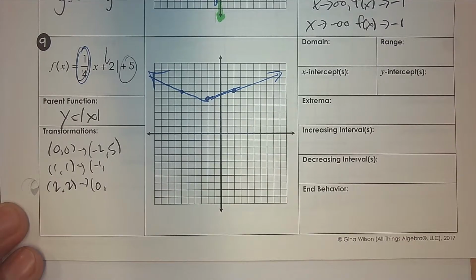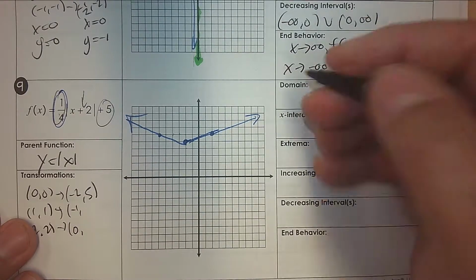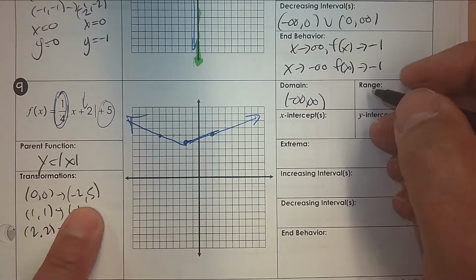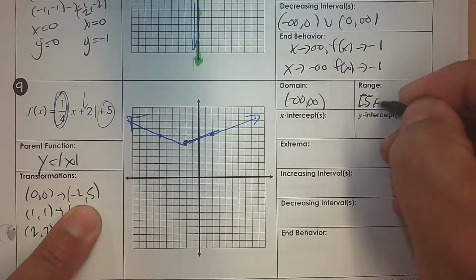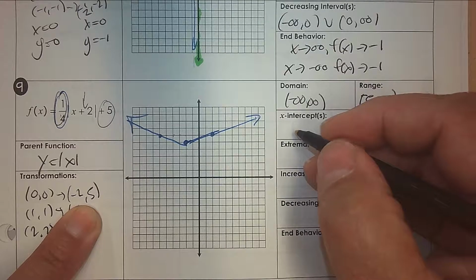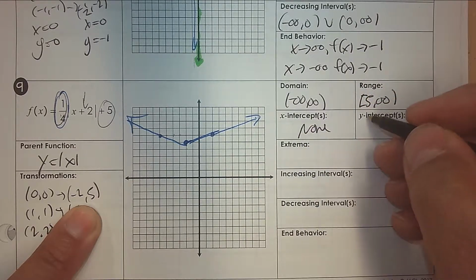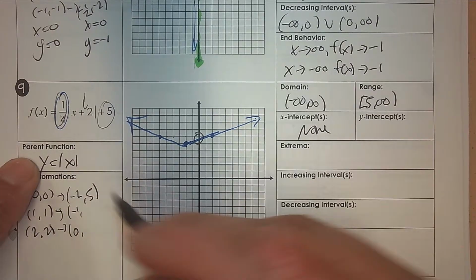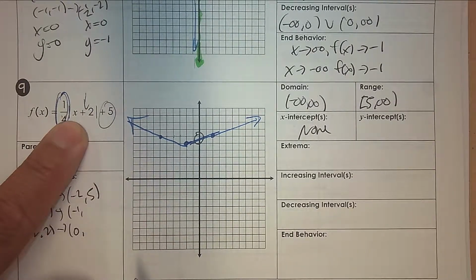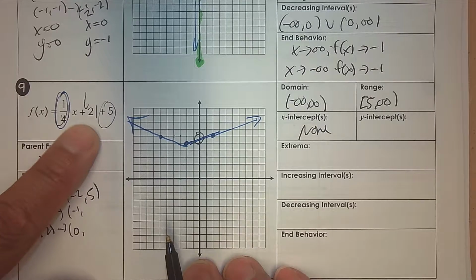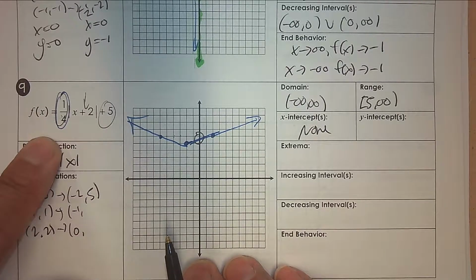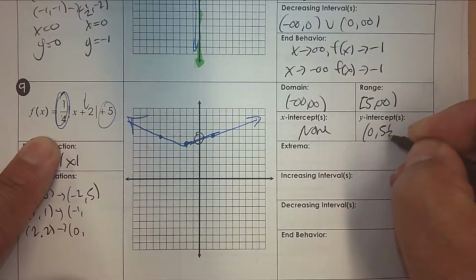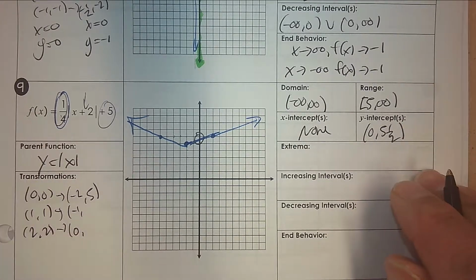So what's the domain here? Well, it's all real numbers. What's the range? Well, we have a bottom number from the vertex, which is 5. So it's 5 and up. X-intercept, none. It's not going to cross. The y, we do have a y right here. So if I want to find the y, I plug in 0 for x. And so the absolute value of 2 divided by 4 is 1/2 plus 5. So it's actually at 5.5. You could write this 11 over 2 if you wanted to.